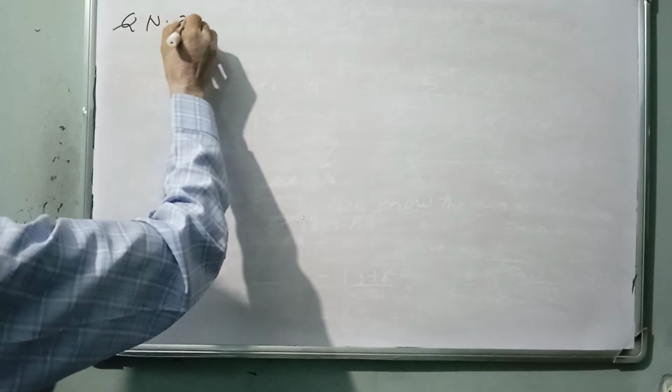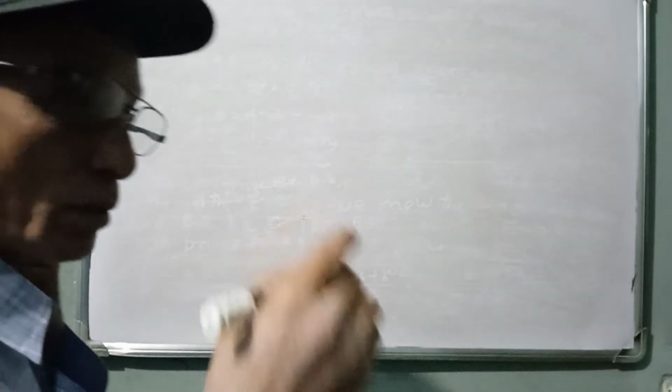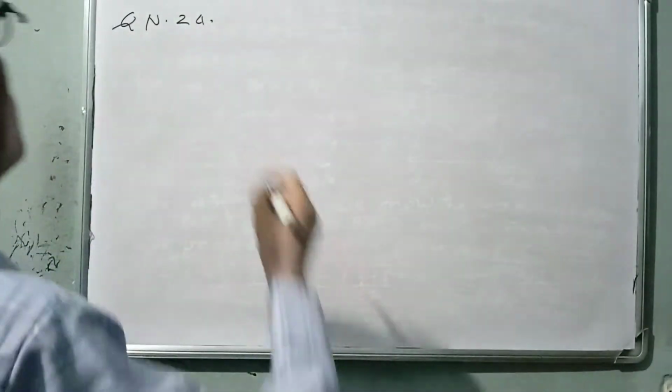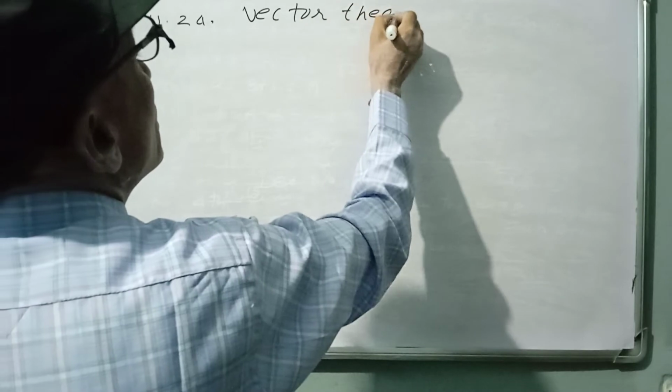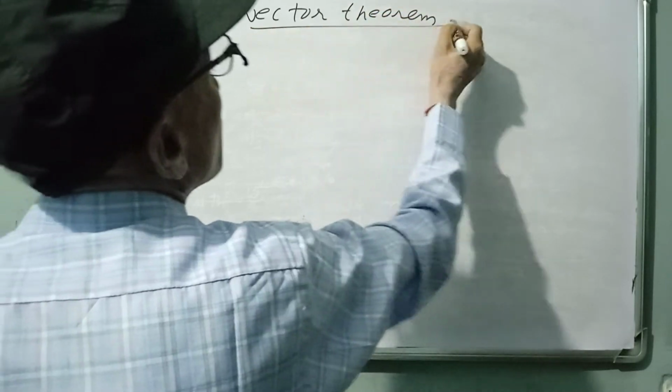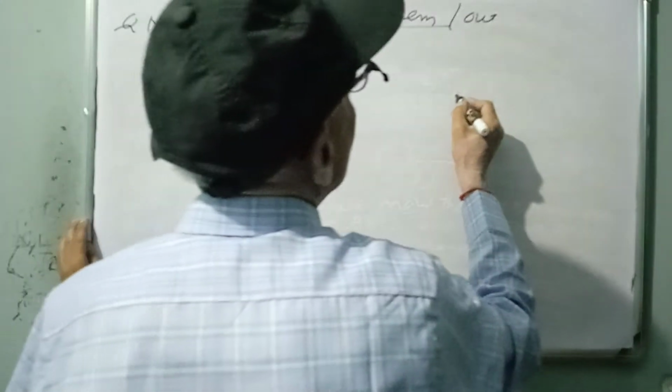Now, proceed with the last question. Question number 24. Out theorem. Out theorem means an optional math vector theorem, an extra question. Out question, question number 24. See, I draw.